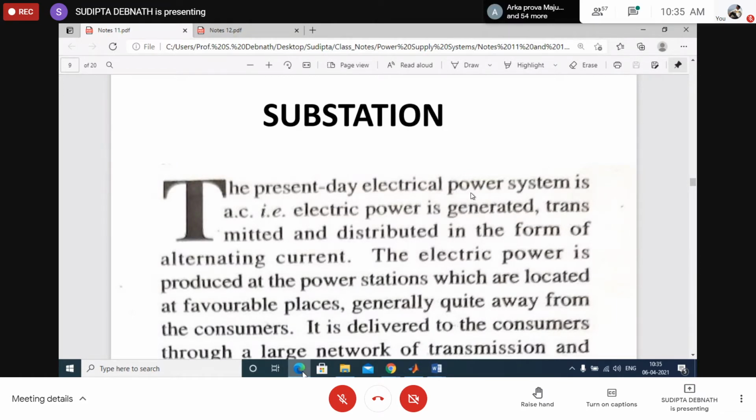So the most common type of substation is the transformer substation, where the voltage is stepped up and stepped down. In a generating station there will be a substation to step up the voltage. In the outskirts of the city, there will be substations to step down the voltage. Inside the city also, there will be substations to step down the voltage from 11 kV to 400 volts. You know that, we have already studied.